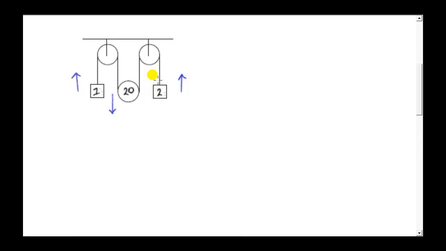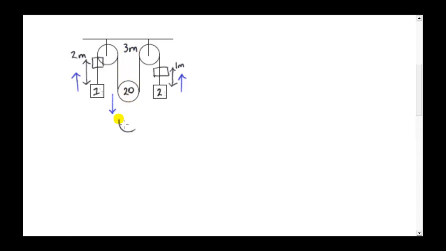So to see what's going on, let's suppose that the 2 kilogram mass moves up a distance of 1 meter. Let's also say that the 1 kilogram mass moves up a distance of 2 meters. So the question is, how many meters of string are fed into the center of the system? Well, we have 2 meters from the 1 kilogram mass fed in, and we have 1 meter from the 2 kilogram mass fed in. So in total we have 3 meters of string fed into the center of the system.